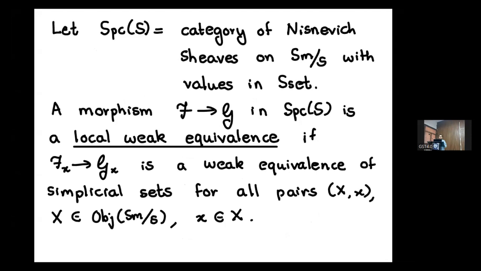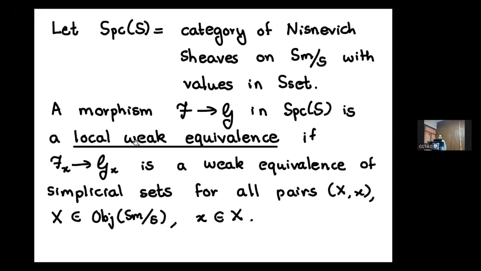So now we are able to talk about, now we'll finally get to our main object of study: the category of spaces over S. This is the category of Nisnevich sheaves with values in the category of simplicial sets. So basically, for every scheme, I'm associating a simplicial set to it. I think this will become clearer as we go along. So for now, let's just say that these are Nisnevich sheaves with values in this category of simplicial sets.